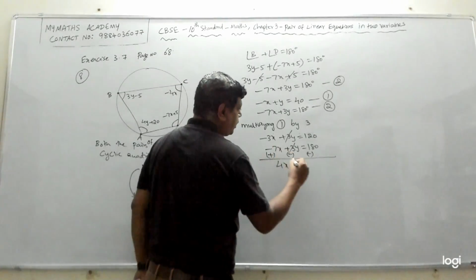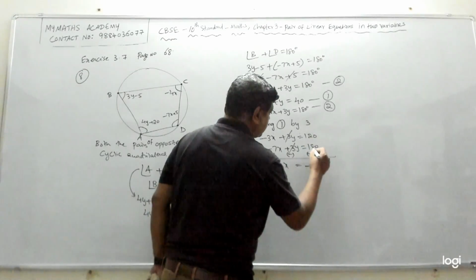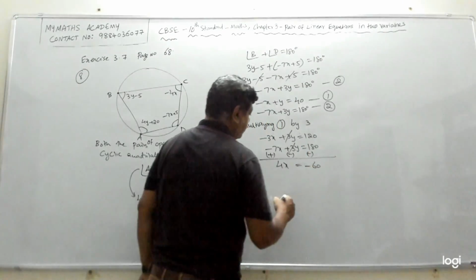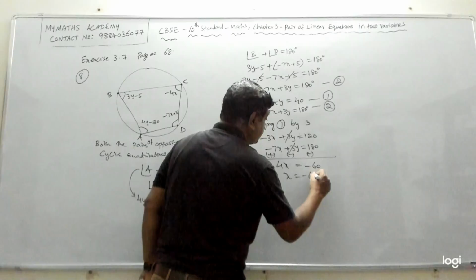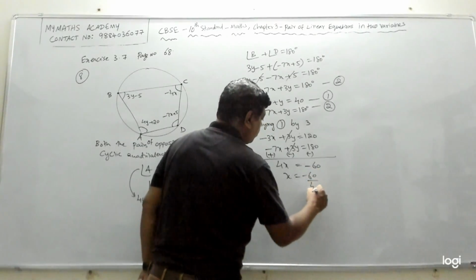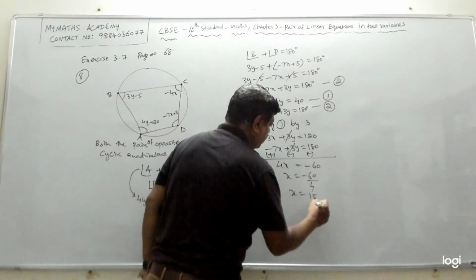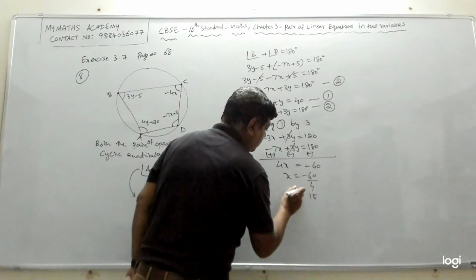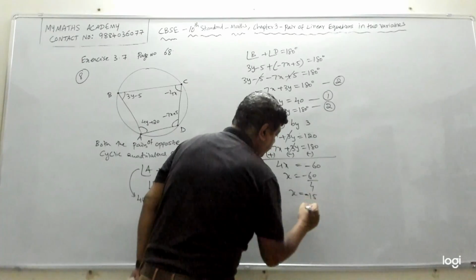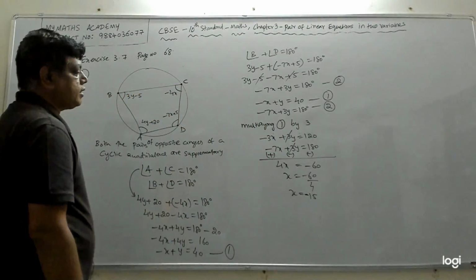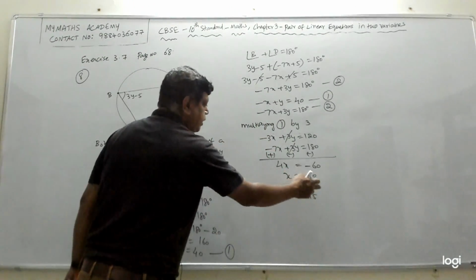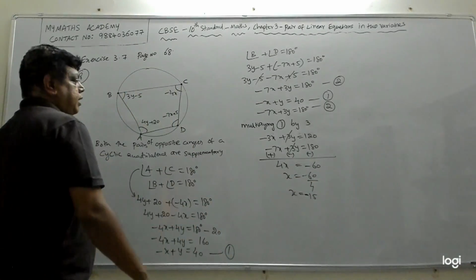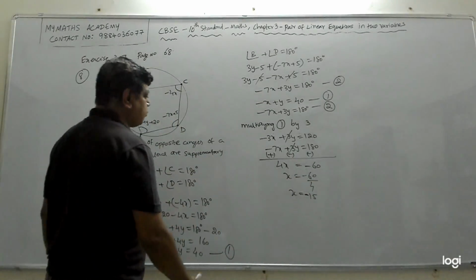Equal to minus how much? 60. So x becomes minus 60 by 4. x is minus 15. x is equal to minus 15. Now we have got the value of x is minus 15, because 60 by 4 will give you 15, and there is a minus. Now what is the value of y?